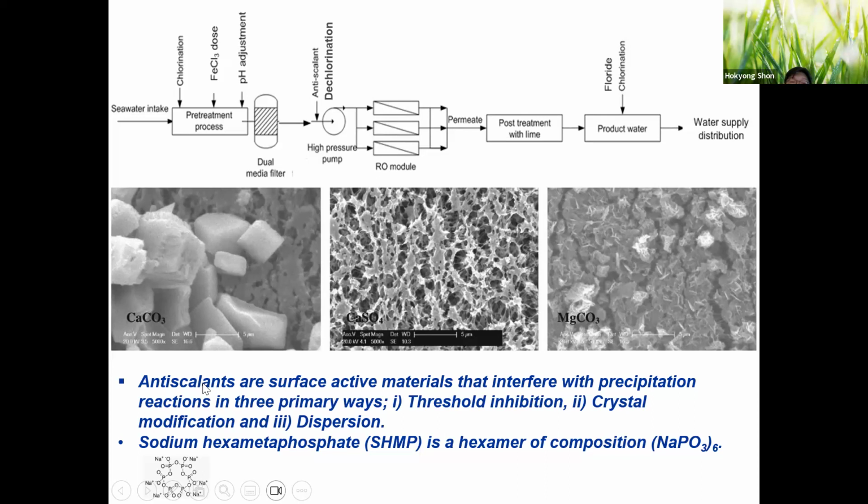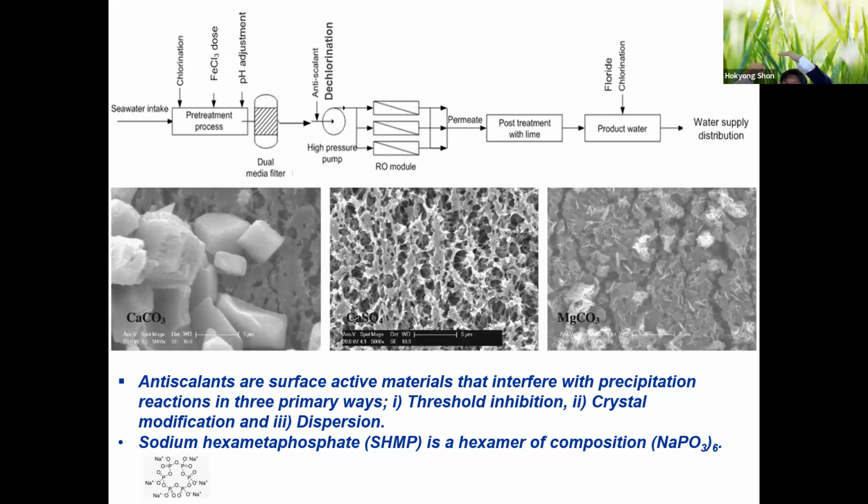And we need to put the anti-scalants, which are surface active materials that interfere with the precipitation reaction in 3 primary ways: threshold inhibition, crystal modification, and dispersion. So sodium hexametaphosphate is a hexamer, with the composition Na phosphate. And you can see that this material, so you have a calcium, let's say carbonate, they need to grow, like inorganic scaling, the crystal keeps growing, makes a larger stone.